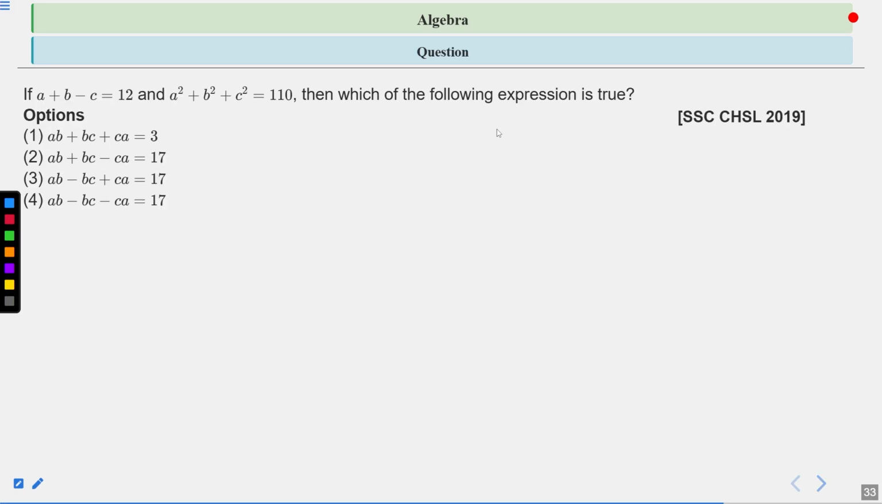If a plus b minus c equals 12 and a square plus b square plus c square equals 110, then which of the following expressions is true? This question was asked in the SSC CHSL exam in 2019. So there are 4 options. First one is ab plus bc plus ca equals 3. Second is ab plus bc minus ca equals 17. Third one is ab minus bc plus ca equals 17. And fourth one is ab minus bc minus ca equals 17. Now you have 10 seconds to analyze the question. Your time starts now.